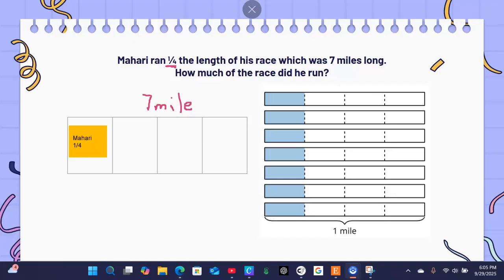So let me go ahead and write the expression again. They have to run a total of 7 miles. That's what they're going to be sharing. So they have to share a total of 7 miles. And Mahari ran 1/4. That means all of them are running a fourth. So again, I drew my box. I partitioned my box into 4.